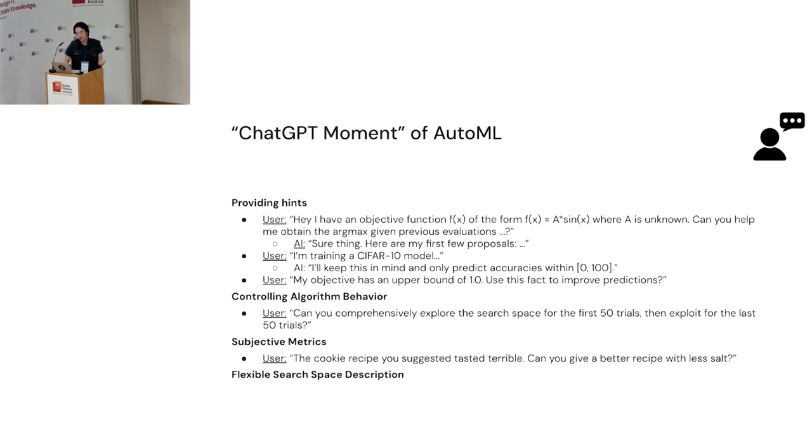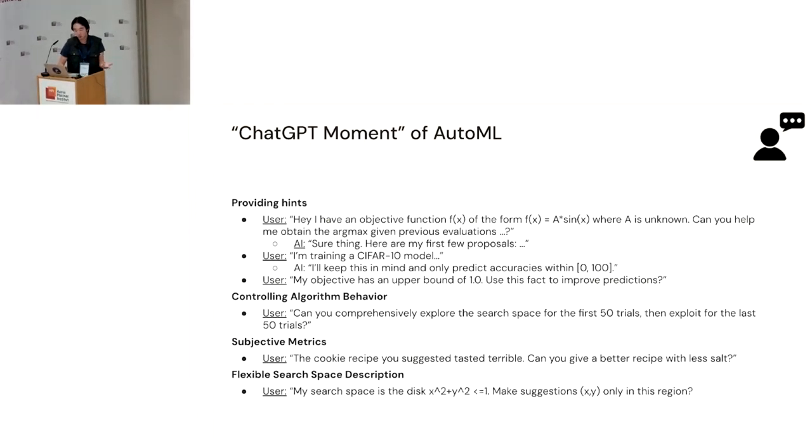And also things like flexible search space descriptions, right? With words, you can easily state your constraint, such as: my constraint is the disk x squared plus y squared is less than 1. Make suggestions only within this region. Or for example, with NAS-based or graph-based optimization, you can even say things like, subgraphs of some other graph with at most 10 edges. But basically the point is, hopefully using text, it can allow very flexible search space representations.